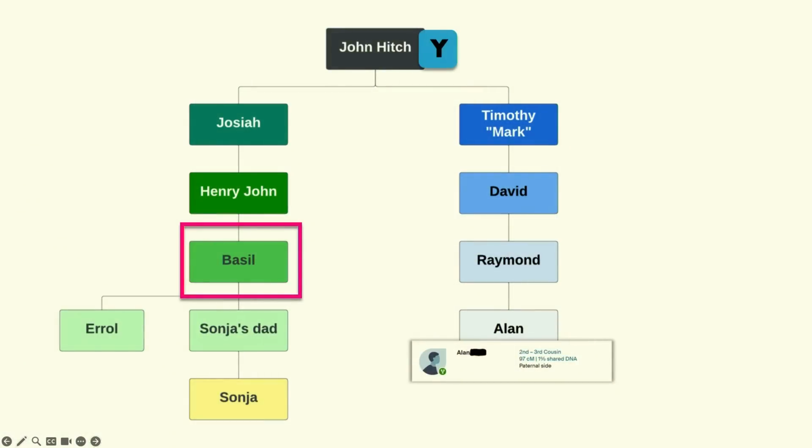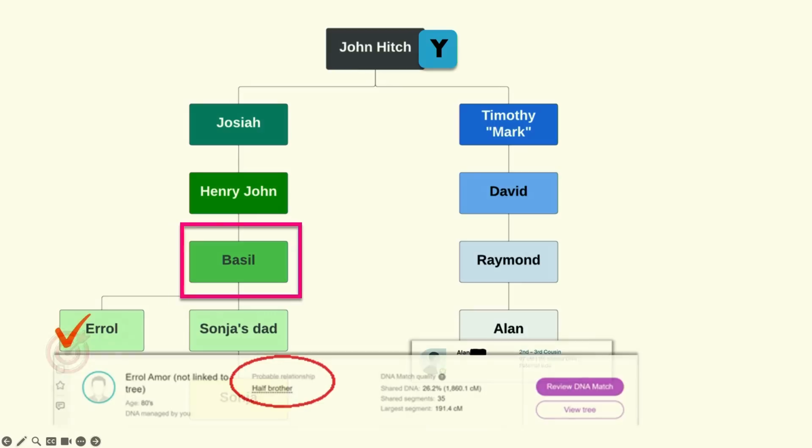She actually found Basil's son, Errol, in MyHeritage. He had not taken a DNA test. He was just a member of MyHeritage and had a tree there. So she reached out to him and asked him to take a DNA test to help her verify this connection, which he agreed to do. And it turns out Errol was, in fact, her dad's half-brother.